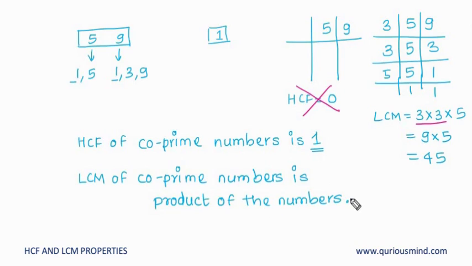Now we'll go one step further, and we know that consecutive numbers are always coprime. We have seen that earlier. So whenever we have consecutive numbers, their LCM will be the product of those numbers and their HCF would be 1. The same is true for consecutive odd numbers as well.